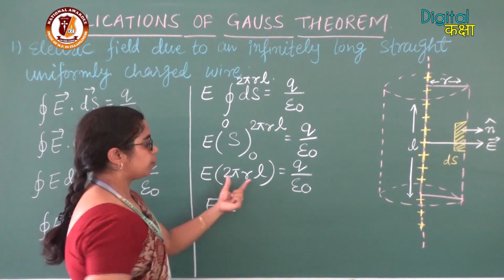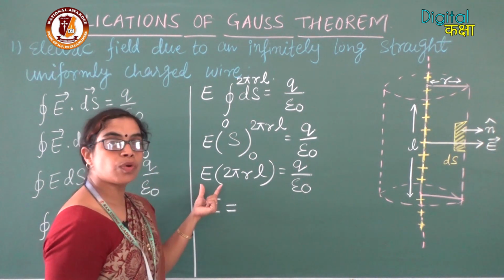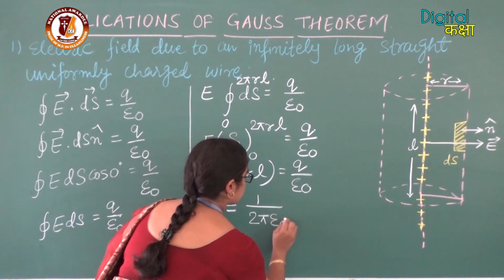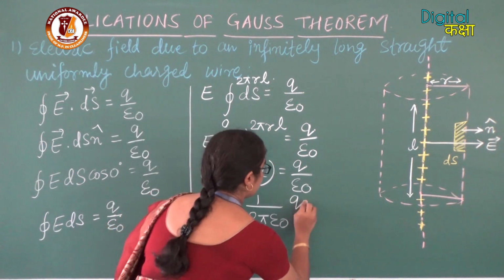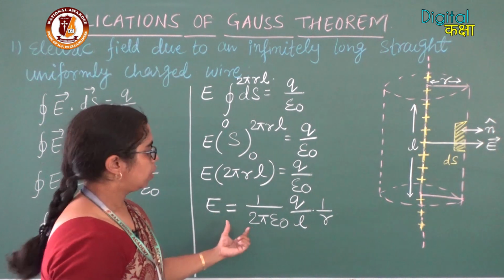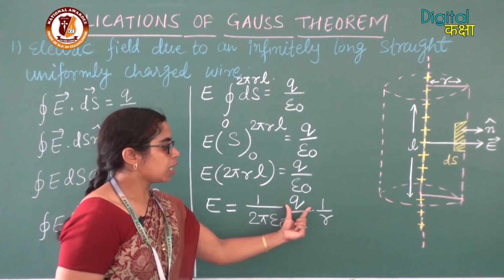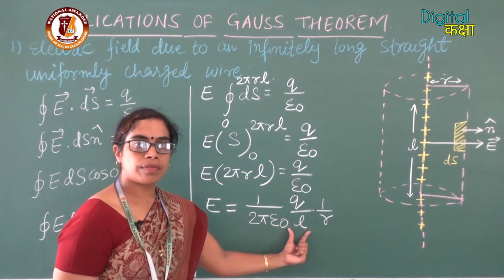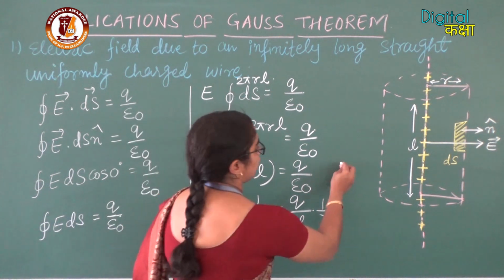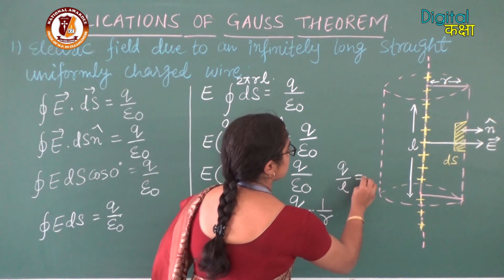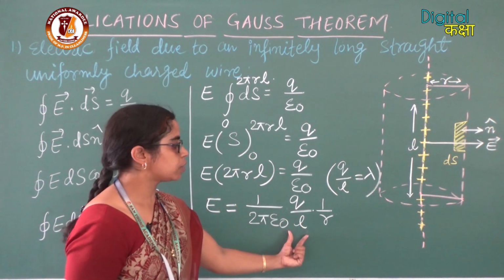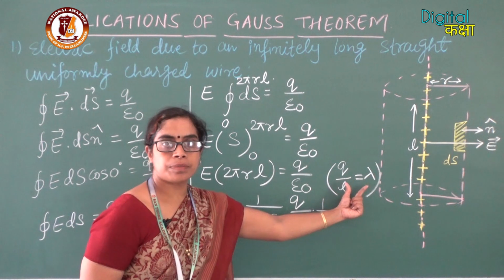Here I shift these terms in order to get the value of E. So E can be written as 1 upon 2 pi epsilon naught, q upon L, into 1 upon r. Since we know that the charge distributed over the length of the wire is termed the linear charge density, that is q upon L is equal to lambda, this q upon L can be replaced with lambda.